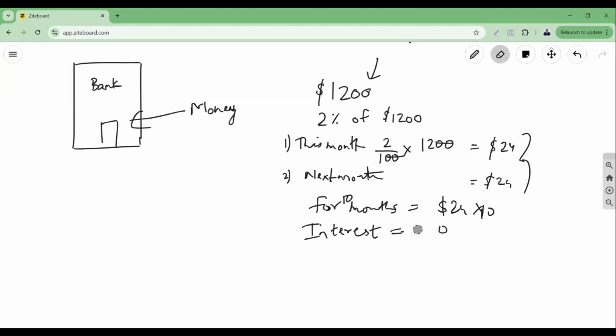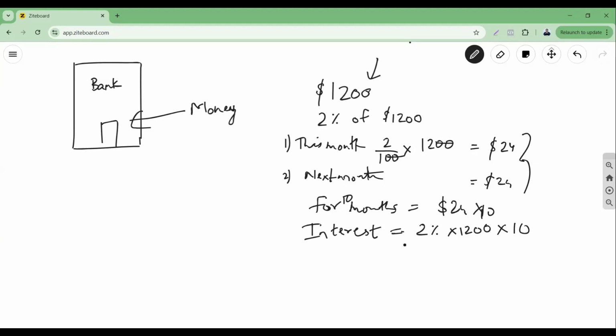And you have said it is going to be 2% of it. So 2% of $1,200, how many times, how many months? It's going to be 10 months, right? This is how you're going to calculate, and this is what you're going to get. 2% of $1,200 is 24. 24 times 10 is the extra amount you're going to get, apart from the $1,200 that you had given to your friend. So this is called interest.